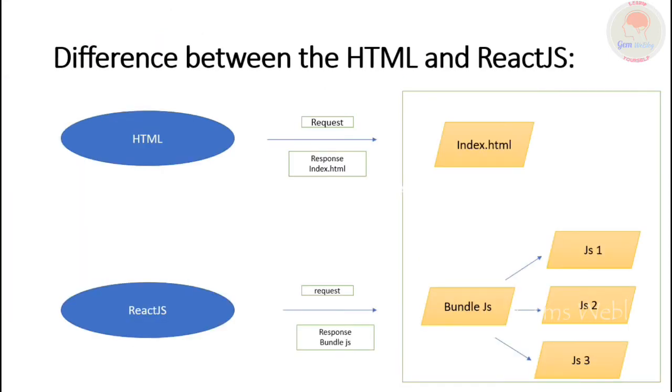We are going to see what the difference is between HTML and React.js. In HTML, whenever the user requests a web page from the server, it will return that corresponding web page. For example, here the user requests index.html, and the server will respond with only index.html. Likewise in React.js, whenever the user requests a web page, it will return a bundle of JS files. In the bundle of JS files, we have the entire web pages.